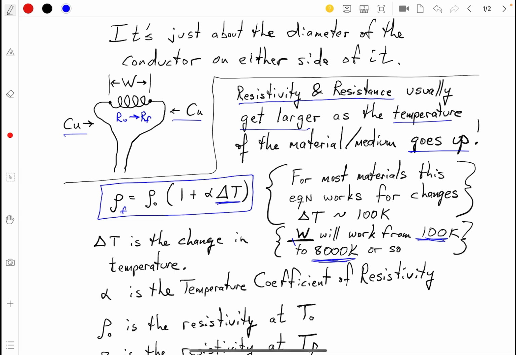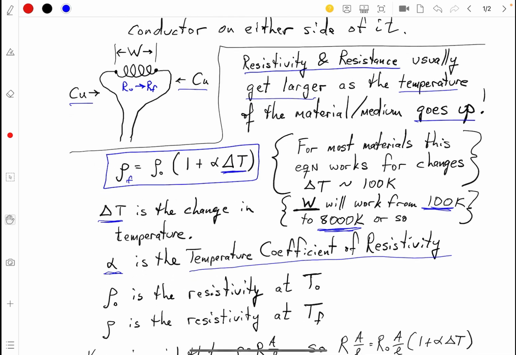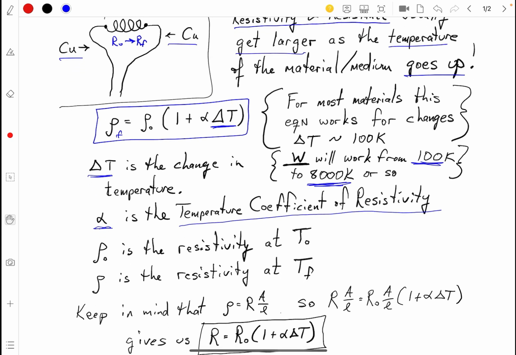So delta T is, of course, our change in temperature. Alpha we call the temperature coefficient of resistivity. All right? And our rho naught is the resistivity at T naught, and rho is the resistivity at T final. So this is usually the one that we want to figure out. Our rho final is usually the one that we want to figure out, or we don't know, right?